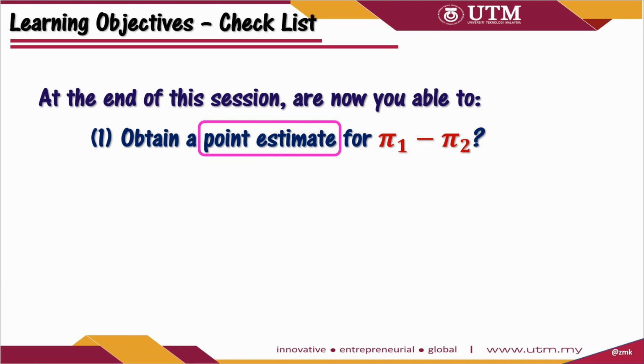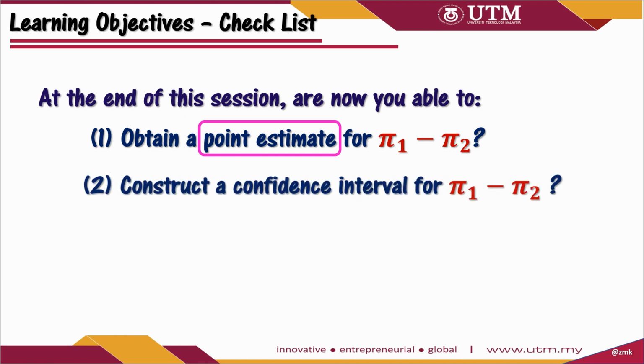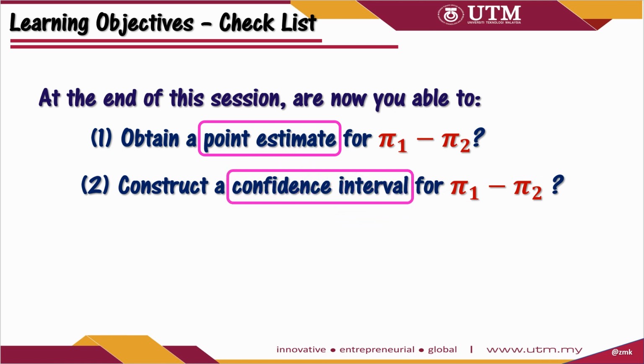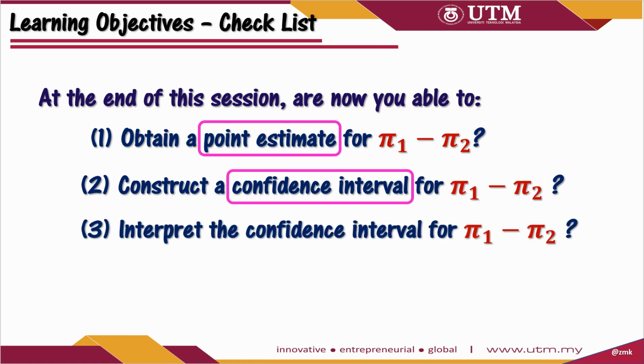What about the attainment of the second learning objective? Are you now able to construct a confidence interval for pi1 minus pi2? Remember, we only have one case in constructing the confidence interval for pi1 minus pi2, where we only need to use a z-score in the confidence interval formula and both sample sizes are assumed to be large. Finally, are you now able to interpret the constructed confidence interval for pi1 minus pi2?